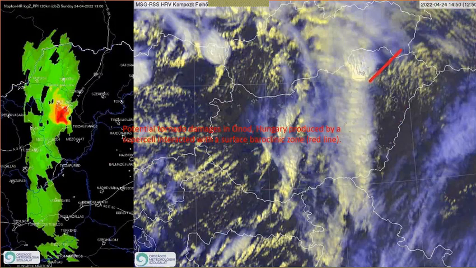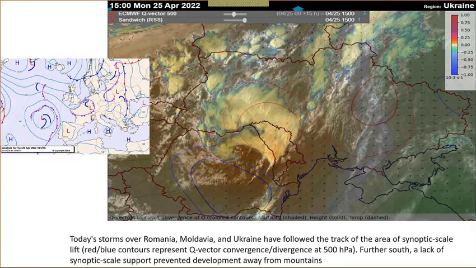This is a zoom in of what happens a few hours later, after 12 Zulu. You can see, based on a combination of satellite and radar on the left, that there was even an embedded supercell, and that was interacting with a baroclinic zone just to the northeast of it, and that possibly produced a short duration tornado on the ground at that particular moment.